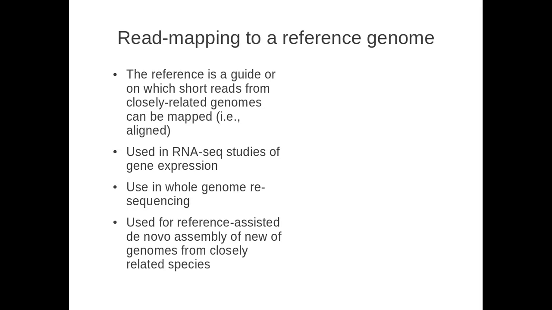with chimpanzees. So we use it for RNA-seq studies of gene expression, where we sequence mRNAs. Each read then can be mapped back to the reference. We use it for whole genome resequencing. We'll talk about this quite a lot in this class. Re means that we're sequencing the genome of the same species again and again and again, just from different individuals. Okay, so this is the field of population genomics.